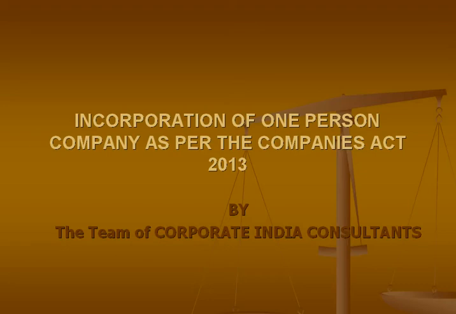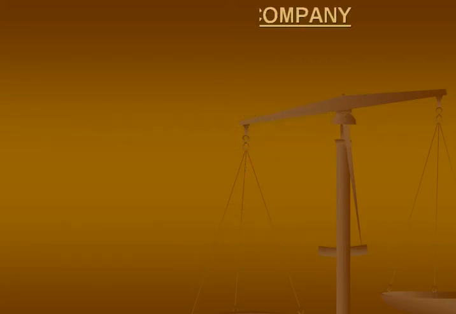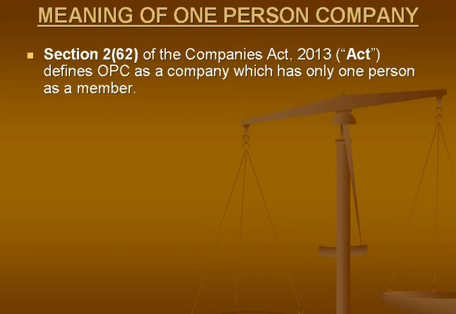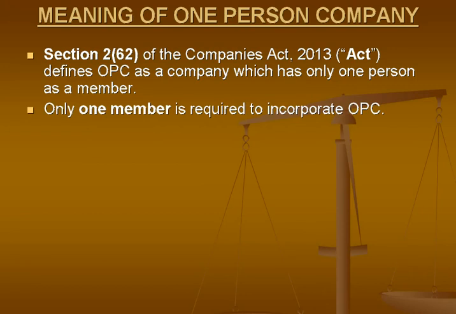Today we are going to discuss the incorporation process of One Person Company (OPC) as per Companies Act 2013. But before we get into this, we must understand what a one-person company is all about. As per the Companies Act 2013, Section 2, subsection 62 defines OPC as a company which has only one person as a member. That is, only one member is required to incorporate an OPC.